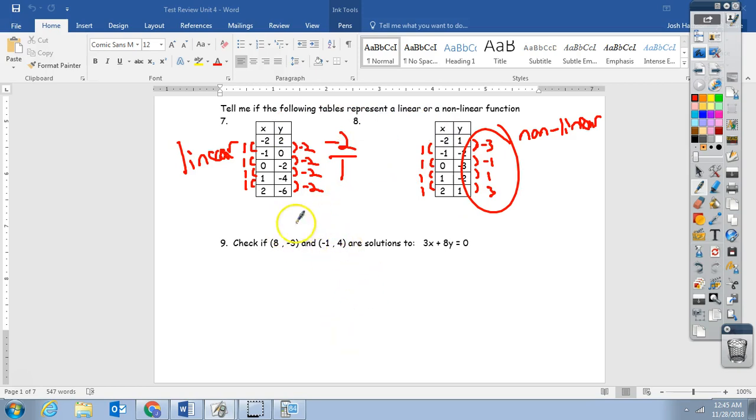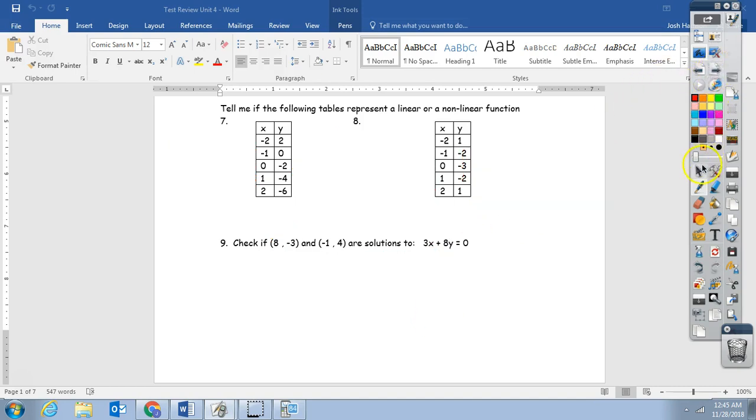Next, you have a problem where you are checking solutions. I am not going to go through this problem because you should be able to check an answer by taking 8, plugging it in for x, taking -3, plugging it in for y, because that is my x, that is my y value, and you plug them in to see if it equals 0. If it works, it is a solution. If it doesn't work, it's not a solution.